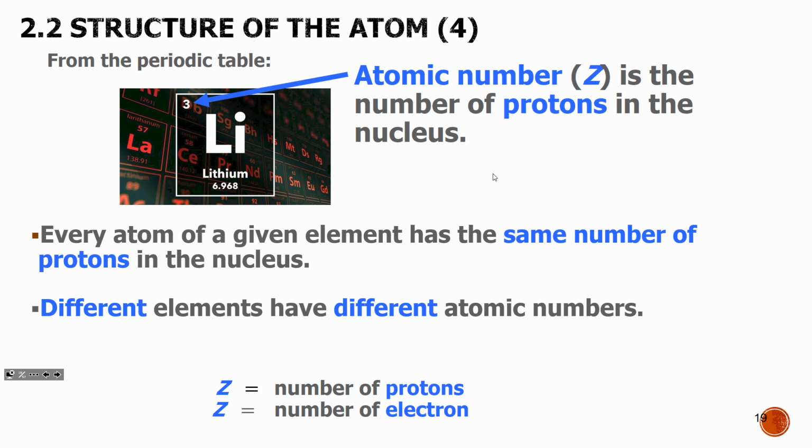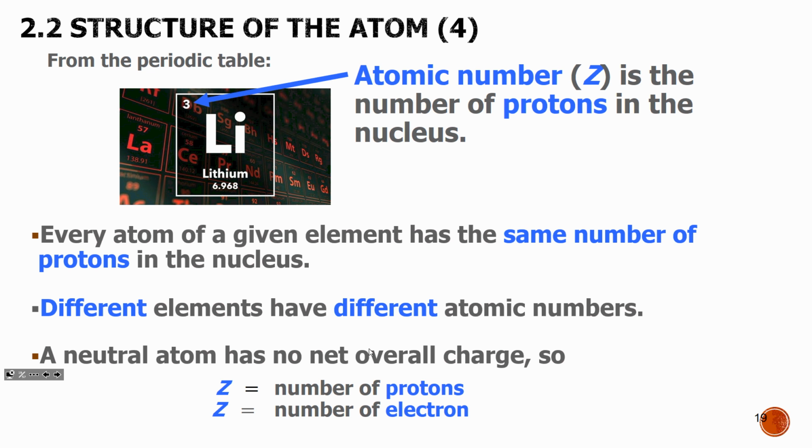So if I have a hydrogen, it has 1 proton. If I have a calcium, it has 20. If I have aluminum, it has 13 protons. I'll always know the number of protons. And in a neutral atom, it has no charge. So remember, protons are positive, so I have to have the same number of negative electrons. So whatever the atomic number is, that is the number of protons and electrons in a neutral atom, and that's important to note. It has to be neutral.